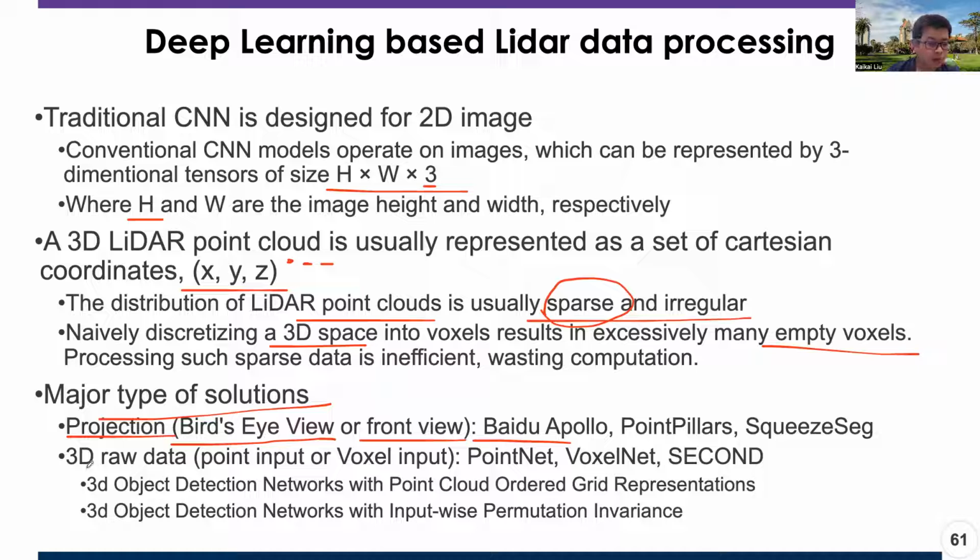The second category is where we need to work with the 3D raw data instead of simply doing the projection to the image space. For the 3D raw data, we can either directly utilize the point input, or we can do an encoding, maybe divide it into a grid. We can utilize voxels as the input. So in the 3D raw data part, we can also have additional categories. One is based on the point cloud or the grid representation.